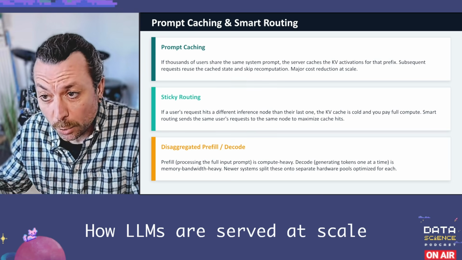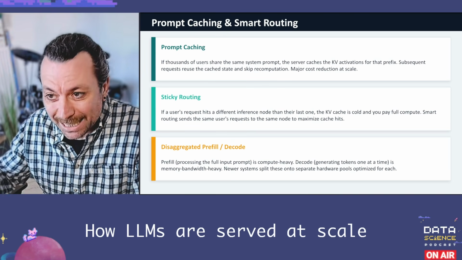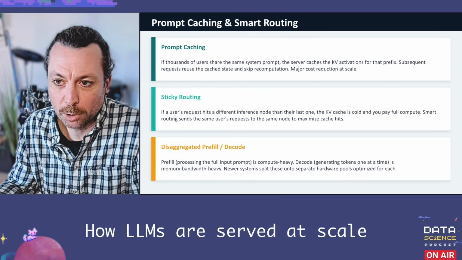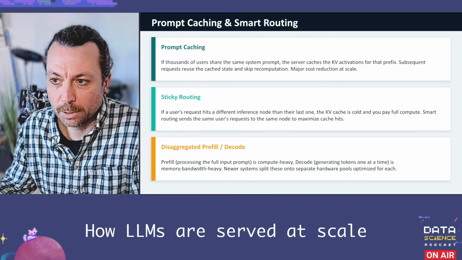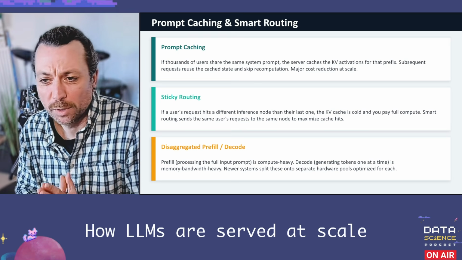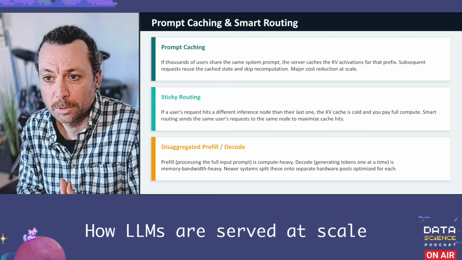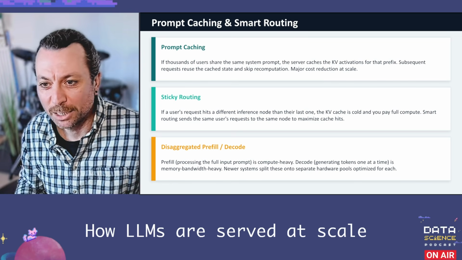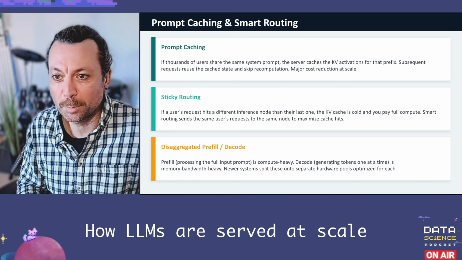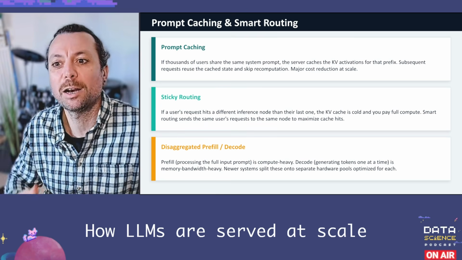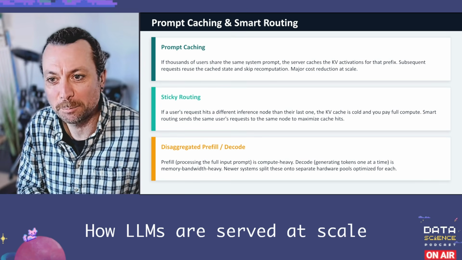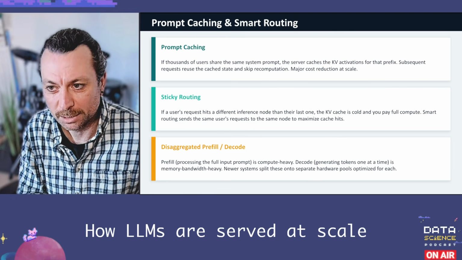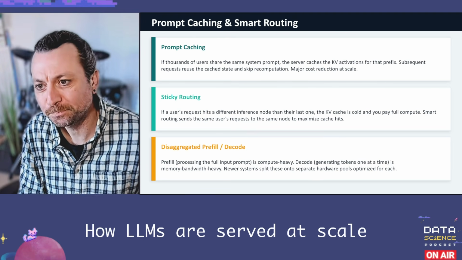Subsequent requests reuse, and they keep reusing the cached state, and so you can skip the recomputation every time, right? This will reduce, in fact, the costs at scale, because if there are 1,000 people doing that, you understand that you are cutting the costs by 1,000. Now imagine if there are millions of these requests in a minute or in a second, well, the costs that you are reducing are indeed substantial.